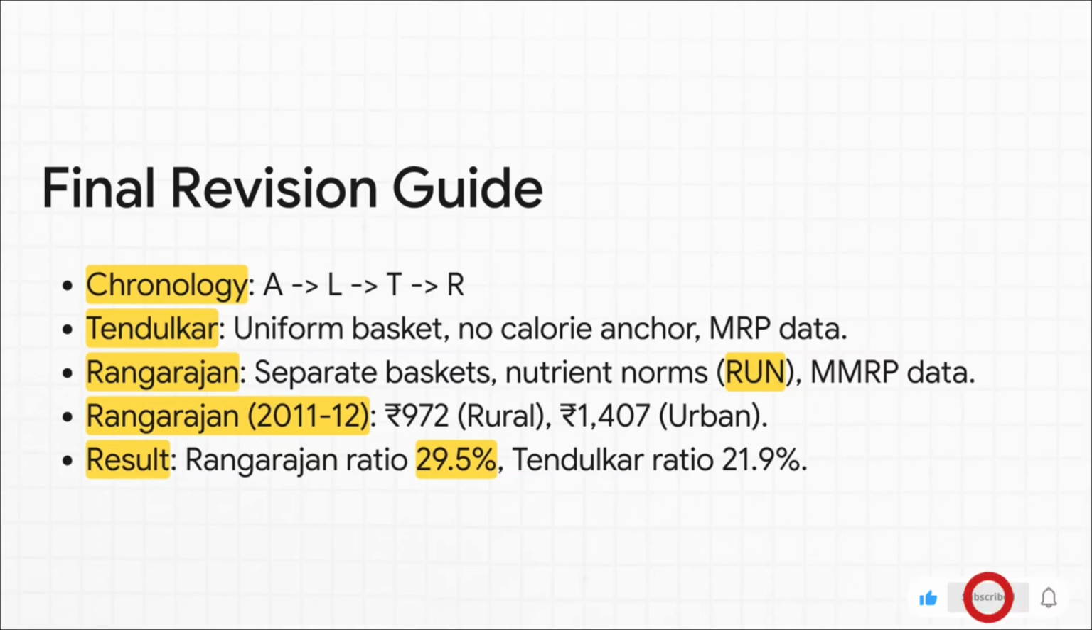And finally, lock in those key Rangarajan figures for 2011-12, the rural line of Rs 972, the urban line of Rs 1,407, and that final poverty ratio of 29.5%, much, much higher than Tendulkar's 21.9%.